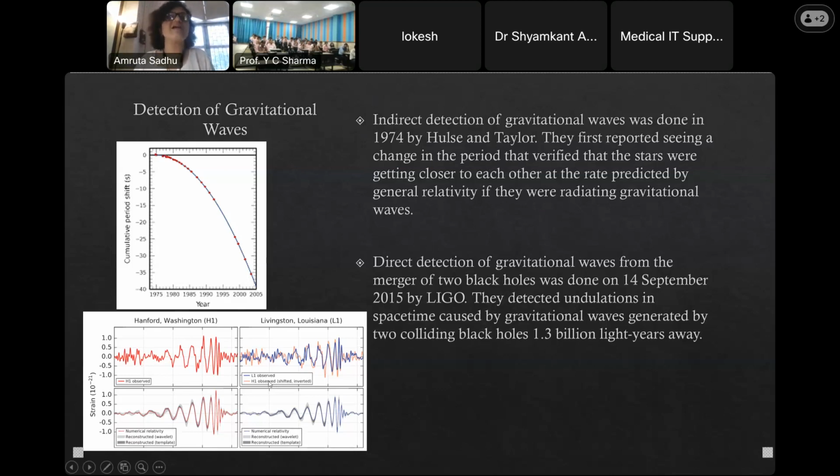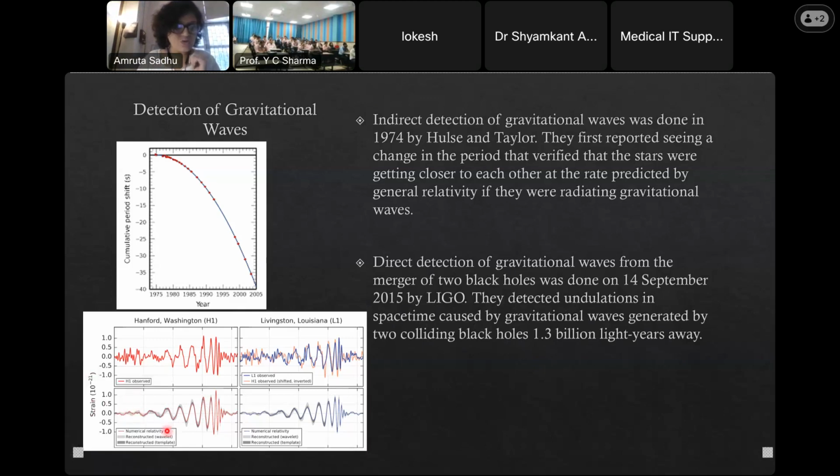But the event that we are celebrating, the direct detection of gravitational waves from the merger of two black holes, was done on 14 September 2015 by LIGO. How they detected it will come in the next talks. They detected the oscillations in space-time caused by gravitational waves generated by two colliding black holes 1.3 billion light years away.